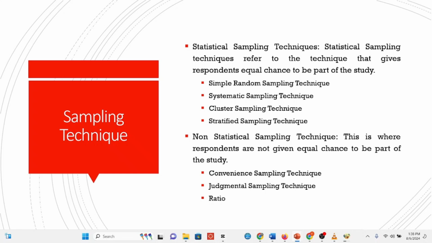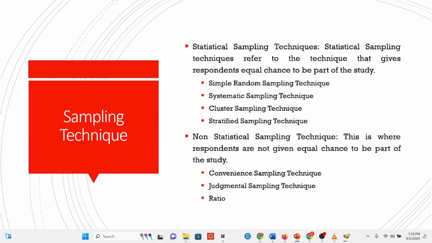Cluster sampling technique. Cluster sampling divides the population into clusters, usually based on geographical areas or natural groupings. A random sample of clusters is then selected, and all individuals within these clusters are included in the study. This technique is useful when the population is large and spread out, as it reduces the cost and effort of data collection by focusing on specific clusters. However, it requires that the clusters are heterogeneous within but homogeneous between to ensure accurate representation.